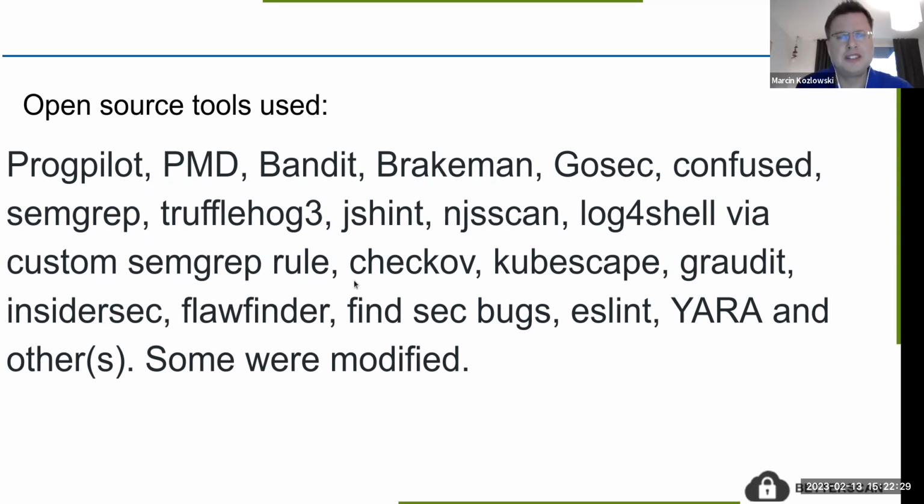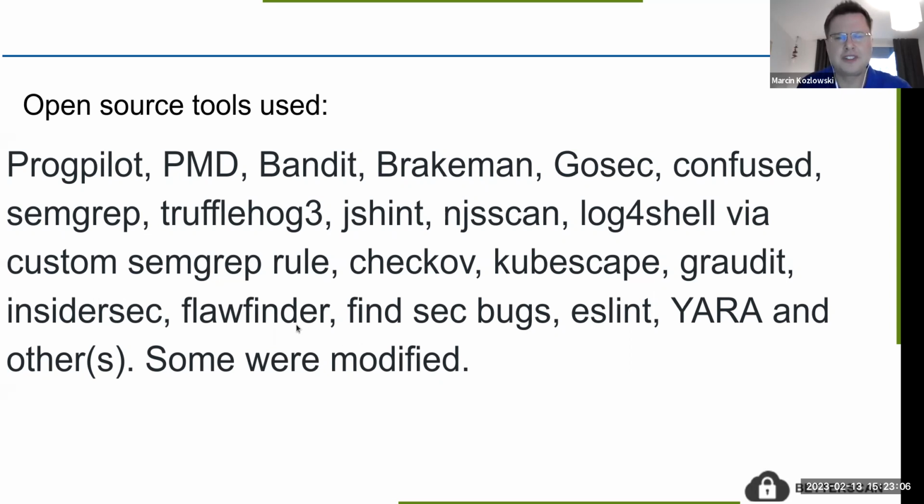It's important to notice that we don't use Semgrep's own rules, because they are under the license that I mentioned, that you need to buy from them. We only use our own rules, or rules that the licensing allowed. But the Semgrep engine is open source, so it's used. Then we also use Checkov, Kubescape for Kubernetes, Graudit for Perl, InsiderSec for .NET, and also Kotlin and Swift.